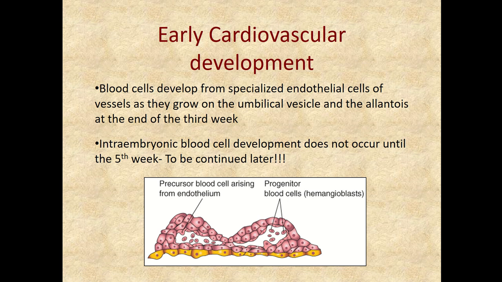Here you have these blood cells that were made in the extraembryonic tissues, but intraembryonic blood cells occur much later, in the 5th week, and that will be picked up by Dr. Hill when he does cardiovascular development. So we're just talking here about primitive blood vessels and blood cells.